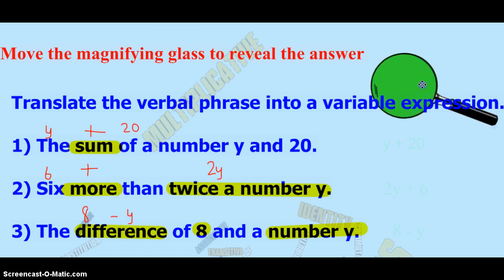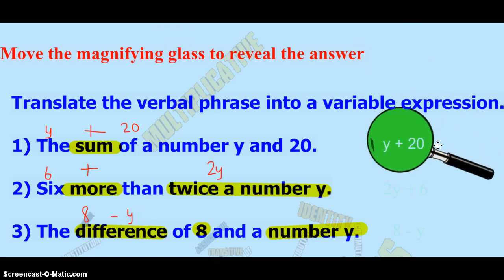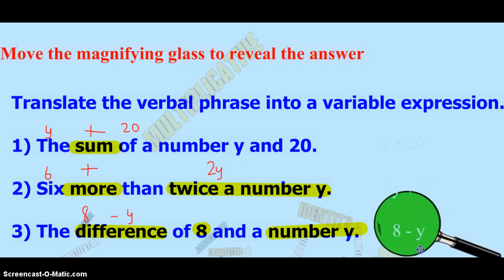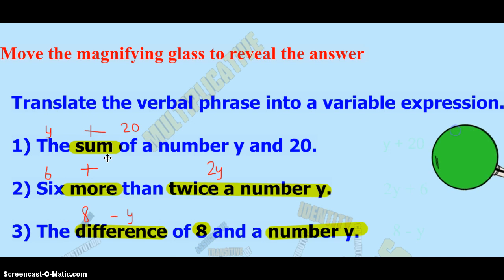So let's check our work and see if we are correct. We said that this one was y plus 20, which is correct. Let's look at the next one. 2y, so twice the number y, plus 6, which is what we said over here. And then this one says 8 minus y. Okay, so let's go on and do some additional examples.